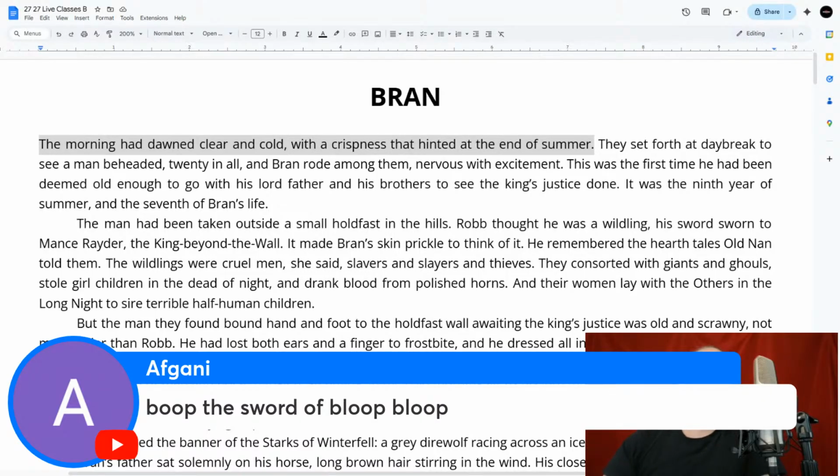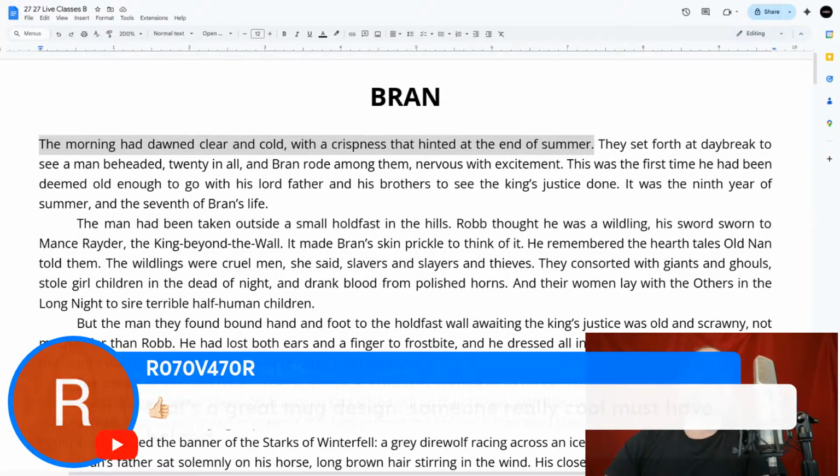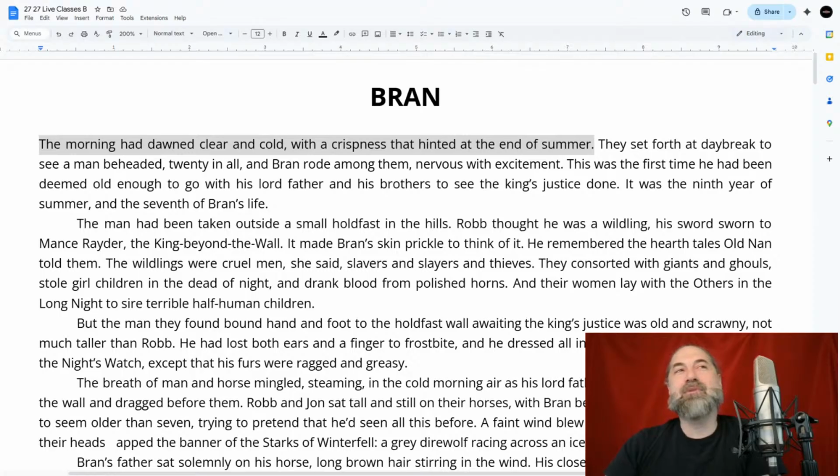I have something in the works for the sword of bloop bloop. Keep yourself comfortable, it is coming. That's a great mug design. Someone really cool must have helped. Oh yeah, it may have been Emma of House Bennett.